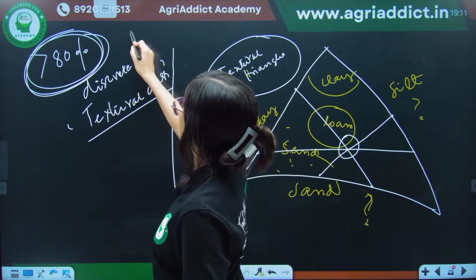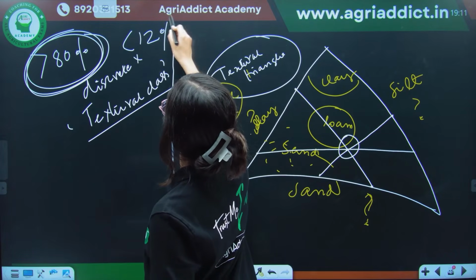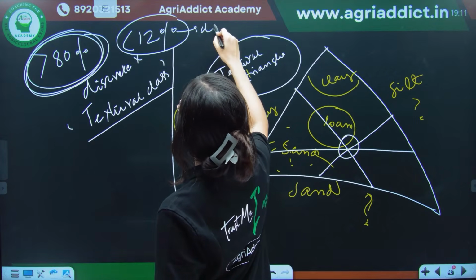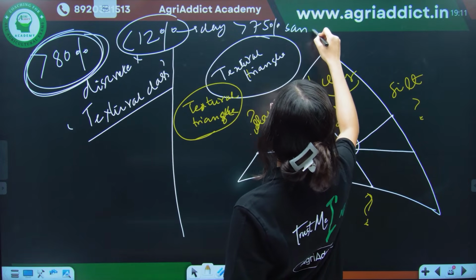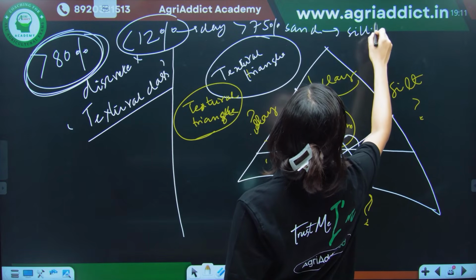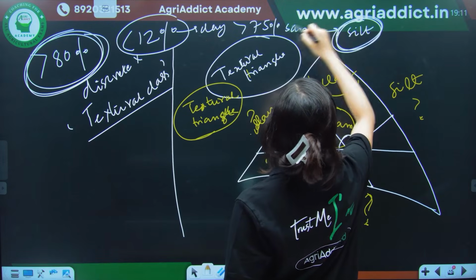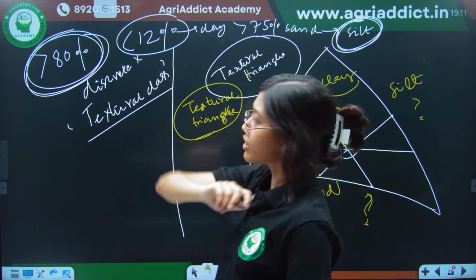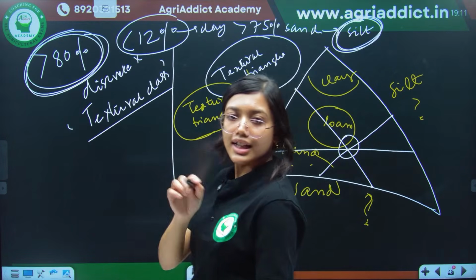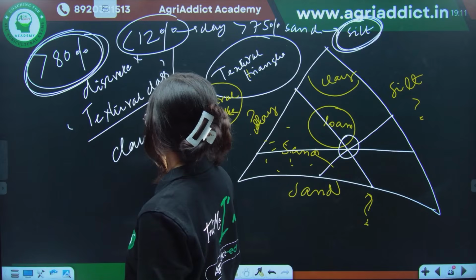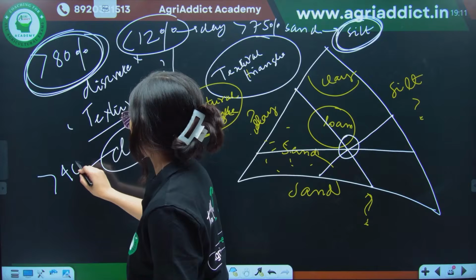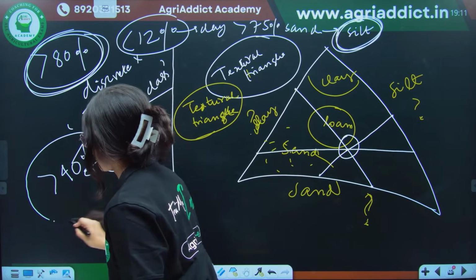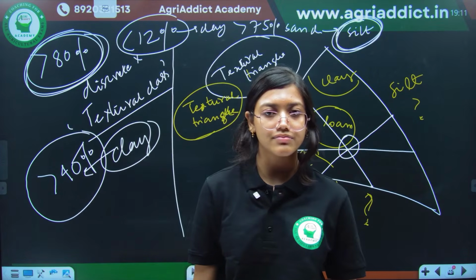Then it has to qualify for less than 12% of clay. Less than 12% of clay and greater than 75% of sand. So that will belong to silt. Silt size fractions. Okay. Then for the clay, if you want your class to be clay, then for that you have to have a minimum of greater than 40% of clay. 35 to 40% of clay must be there.